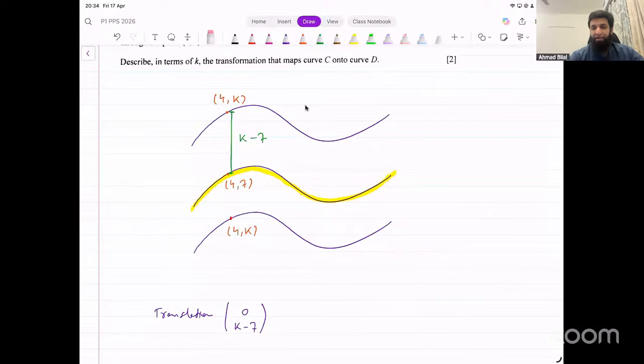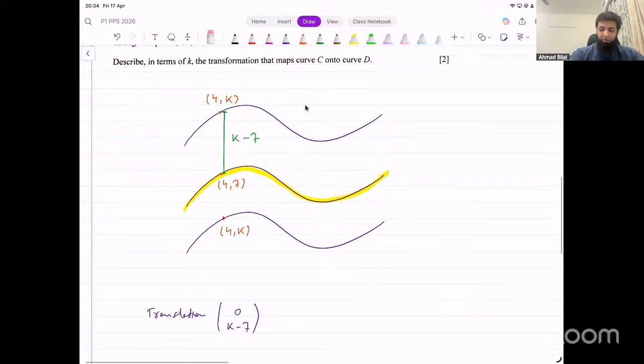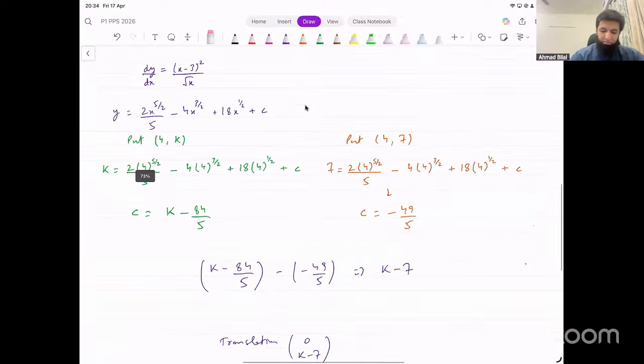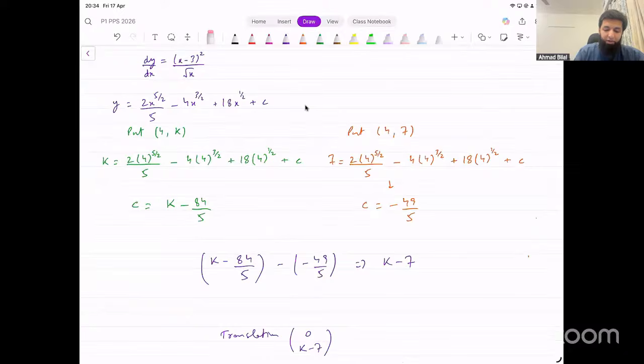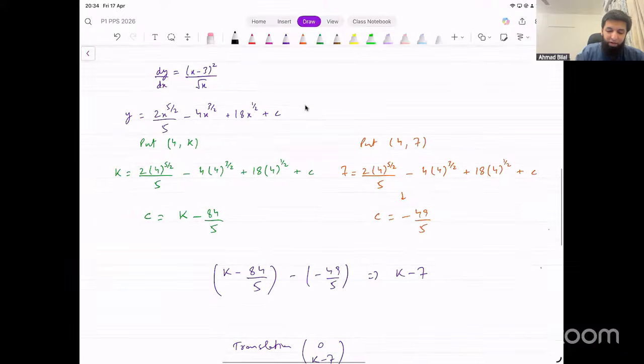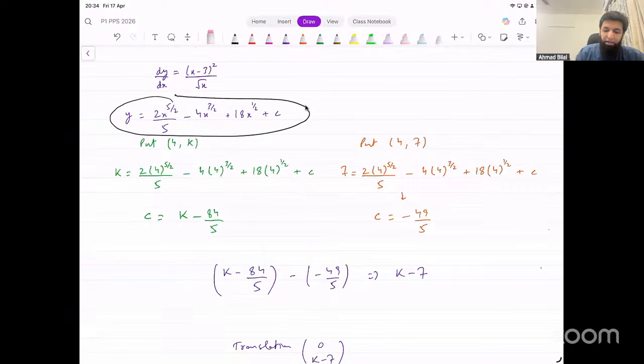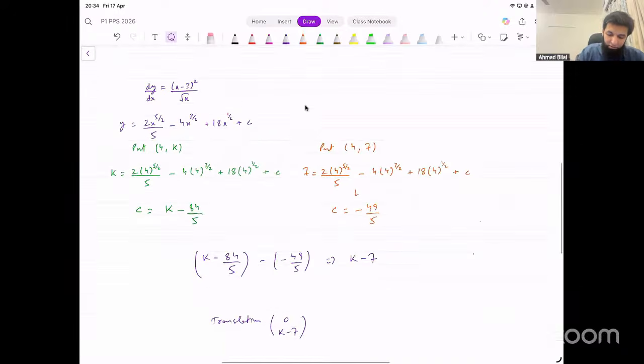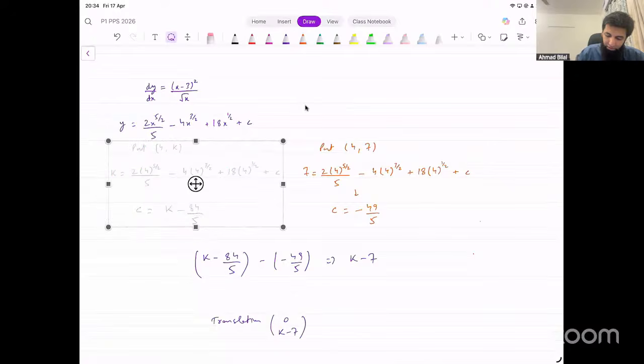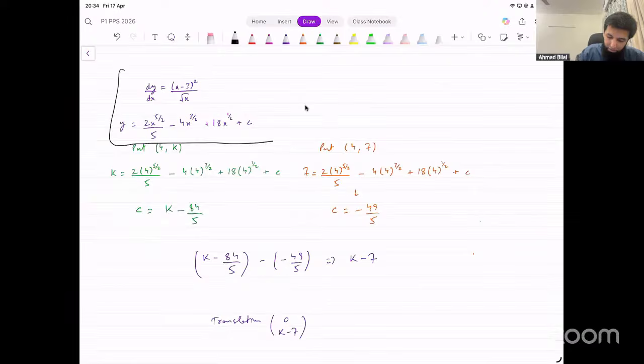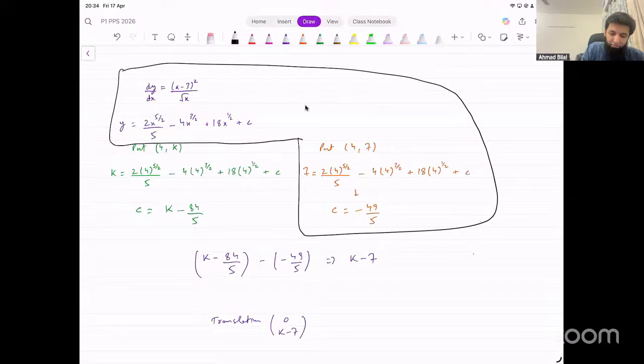Now let me re-explain the other method as well, which is longer, but you could do it that way as well. You have the derivative given. We already integrated this earlier, in the first part, so we have done this work already. This part we are done with already in part A.